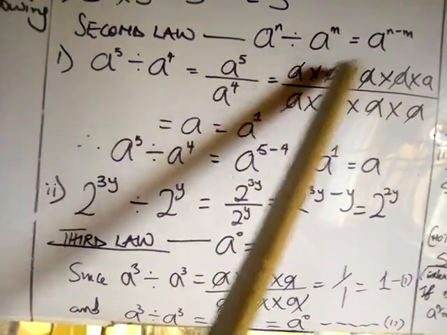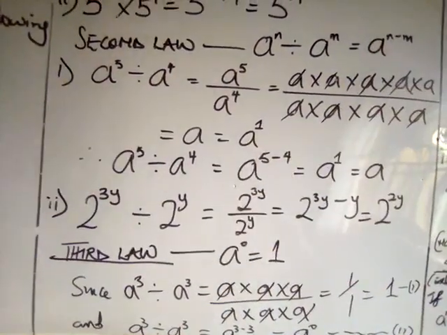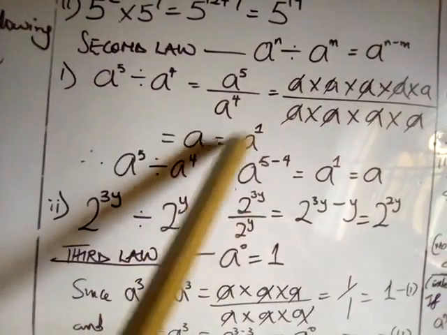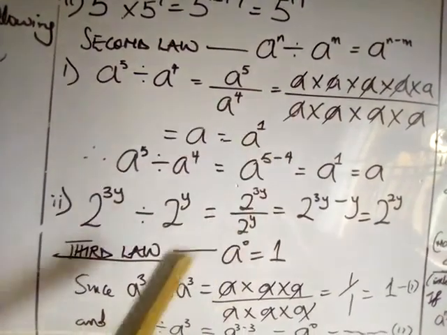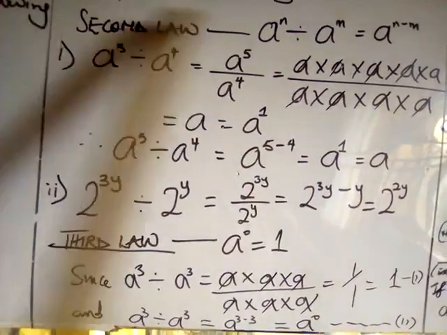This one we cancel with this one. You are left with just single a. So with this single a, it will just what? Raised to power 1. So let's see if we use the formula instead of going through this stage.